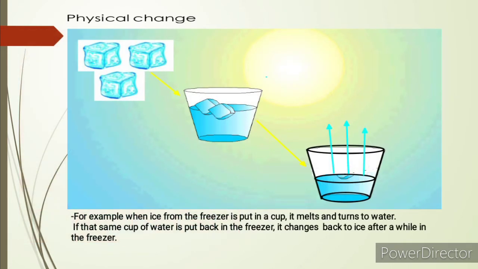This is ice. The ice was exposed to sunlight and it melted and becomes what? Liquid. So, when you put ice in a cup, it melts and turns into water. If that same cup of water is put back in the freezer, it changes back to ice after a while.